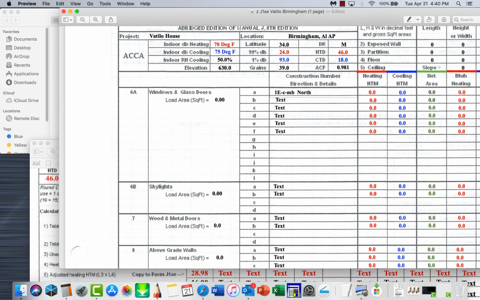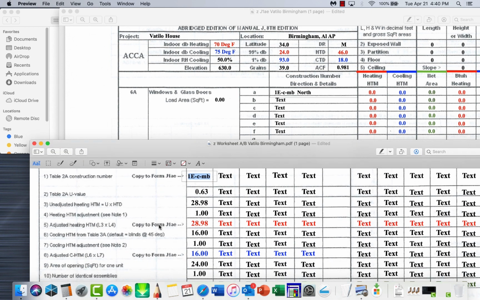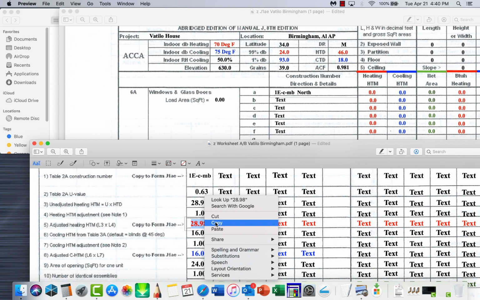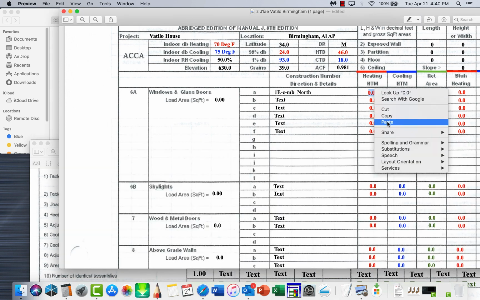All right. Now, your book also puts the direction in it. And this could kind of help you out on a form. I can see that. Now, like I said, you're just going to go east to west over here. So we're just going to start with that. So my heating HTM. This is why I highlighted it red. The next thing we got right here, this is your heating HTM, 28.98. Copy that. And put it over here.